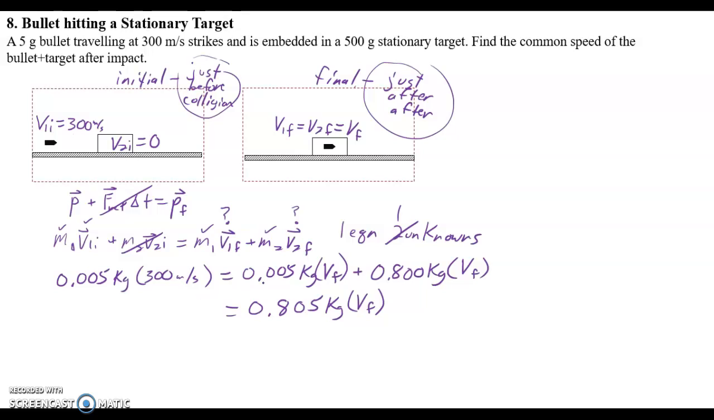Okay, and that might be a little surprising for some of you. But remember, if we had 5 vf plus 6 vf, that would be 11 vf. We just add together the coefficients in front, and that's all we're doing here. They just happen to be decimal numbers, but we can do just the same.